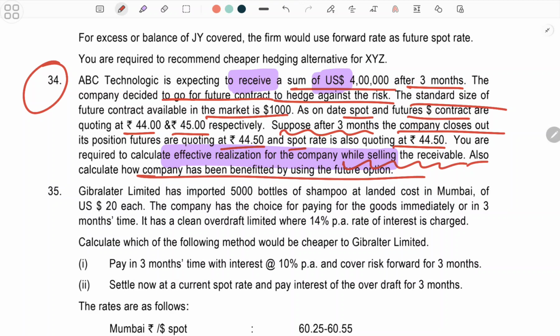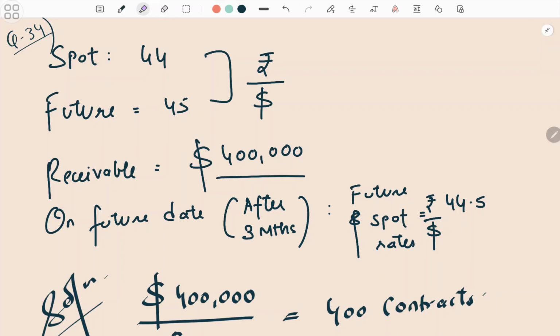Okay, it's easy. Let's do the solution. Question number 34. Spot is given to me as 44. All this is rupee by dollar. Dollar is the standard currency here. $1 is equal to rupee 44 and 45 respectively. Spot is given to me as 44 and the future as 45 as on today.